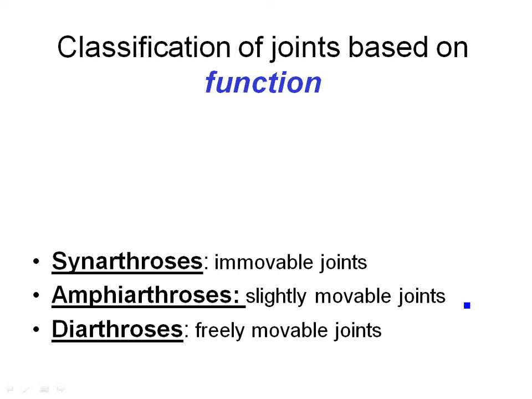So our first name that you've got to learn is the synarthrosis. Syn means together, and it means that the joints are immovable. Some that you might automatically think about would be sutures in the skull. That's where two bones join together and they're not moving. Now, an amphiarthrosis is a slightly movable joint, and a diarthrosis, these are the joints that most people think about. These are things like your elbows and your knees and your fingers. These are the freely movable joints.